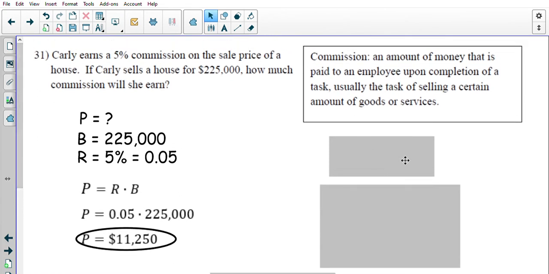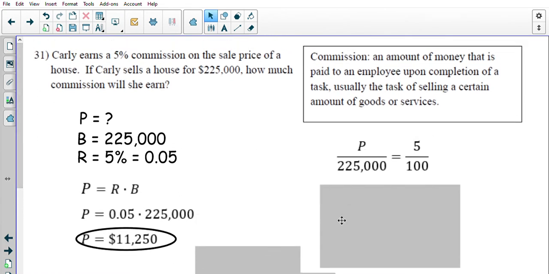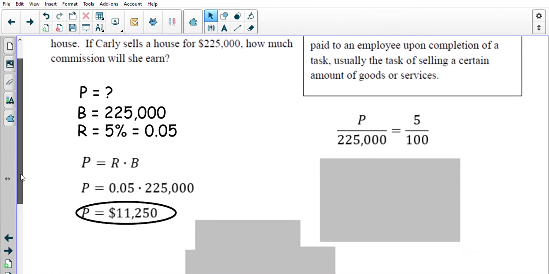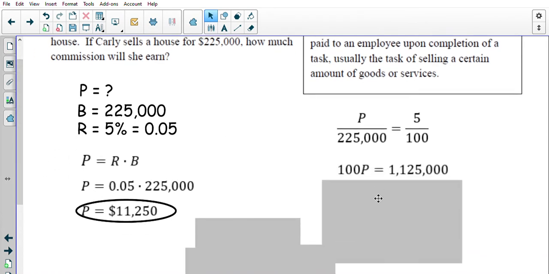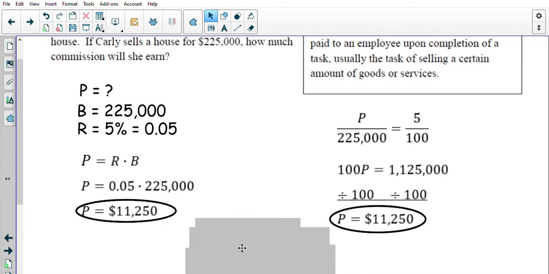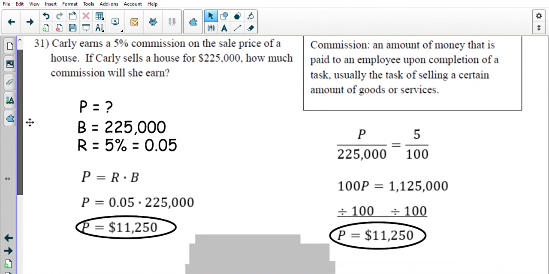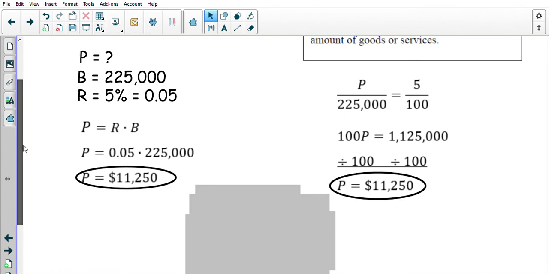Percent proportion, just to show you this, would be P out of 225,000 equals 5 out of 100. When we cross multiply, we get 100P equals 1,125,000, but we've got to divide both sides by 100. It also gets us $11,250. Still a lot, but if you only sell 1 or 2 houses a month, then depending on the sale price of those homes and the amount of commission that you make, which I think a lot of times is maybe about 2.5%, 5% seems a little high. About 2.5% kind of makes sense. It's pretty reasonable.